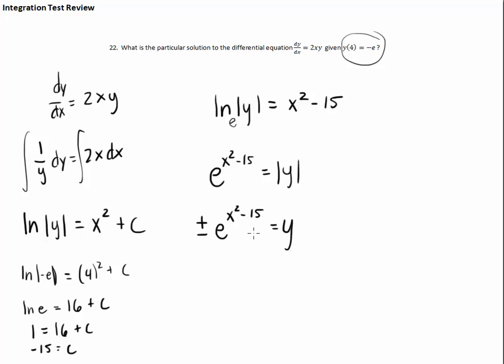Equals y. Now we have to decide which version we want. Do we want the positive version or the negative version for the particular solution? We're going to go back up and use this again. I need to get out negative e when I plug in 4. So if I plug in 4 here, I get 4 squared is 16. 16 minus 15 is 1. So if I plug in 4, I get plus or minus e to the first power. And I need it to come out as a negative, so I don't want the positive version, I want the negative version. So my answer is negative e to the x squared minus 15.